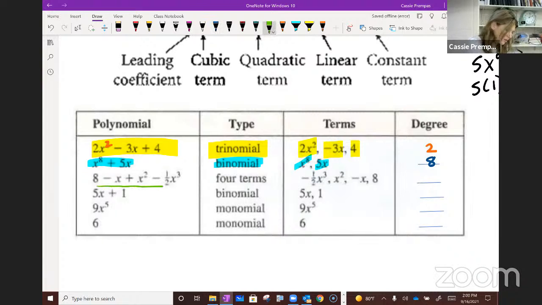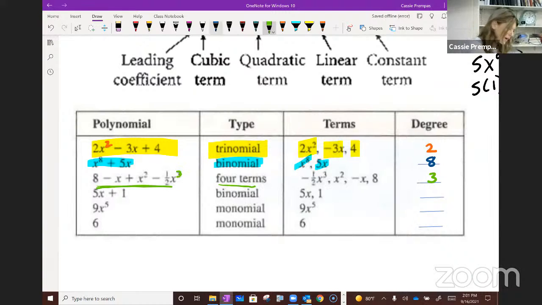This one is not in standard form because x cubed should be written first, but it is a polynomial of 4 terms. These would be the 4 terms. Here they put them in order. What would be the degree of this polynomial? 3, perfect, because the highest exponent is 3.